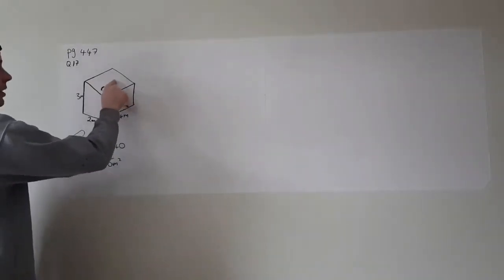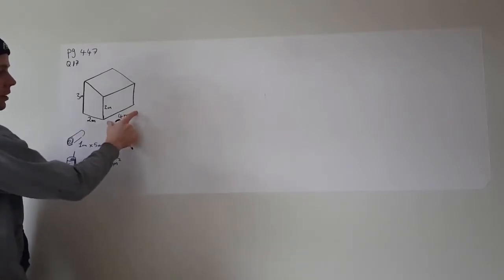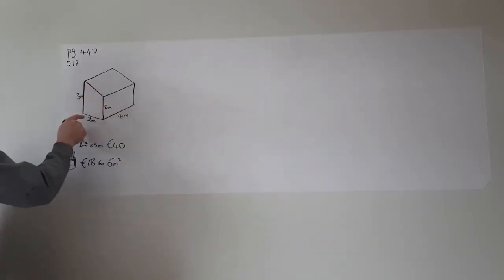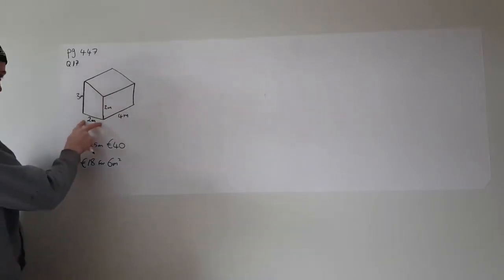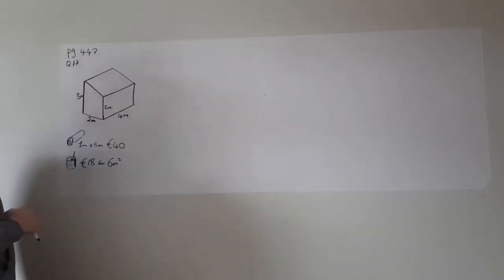What type of shape is it? It is a rectangle. Do we know the length? Yes, it's 4 meters long. Do we know the width? No, we're told the width of the wall, but that is a horizontal measurement. That is 2 meters there. It's not this diagonal.